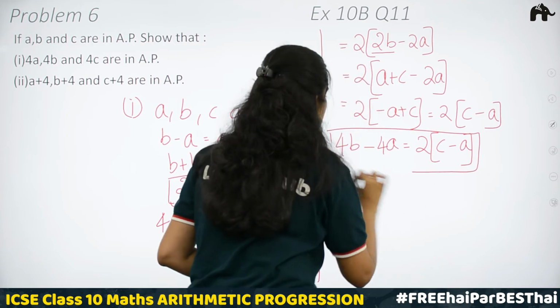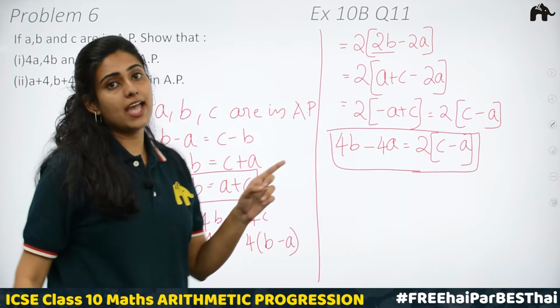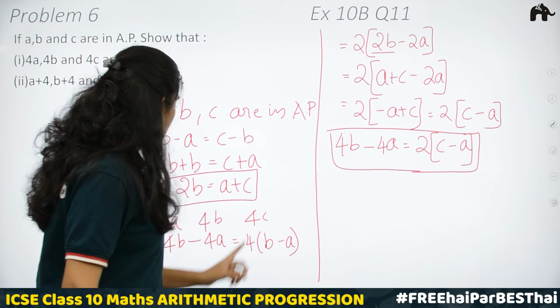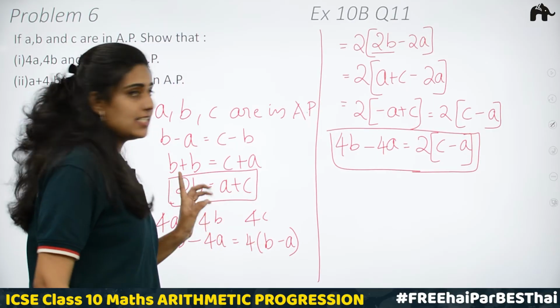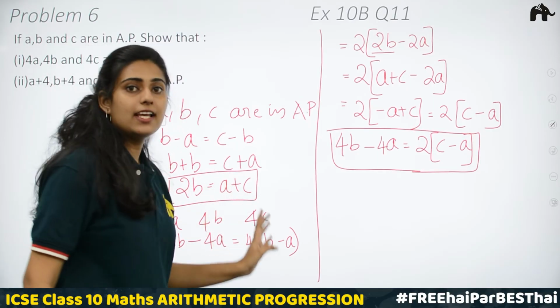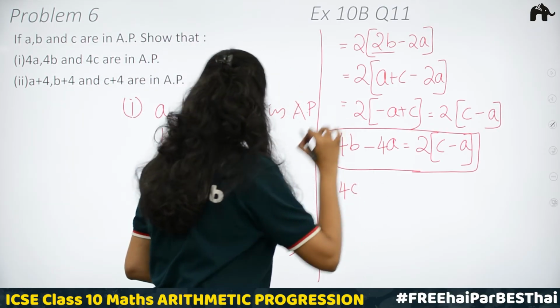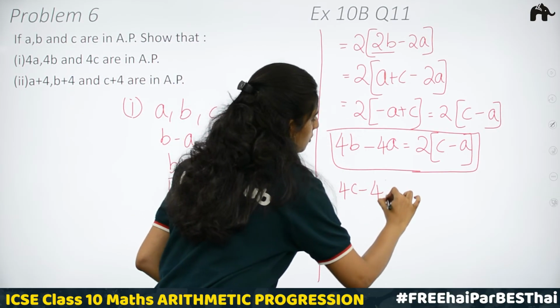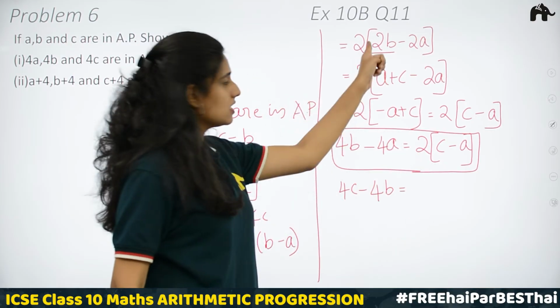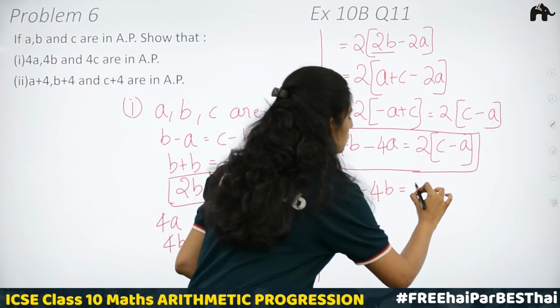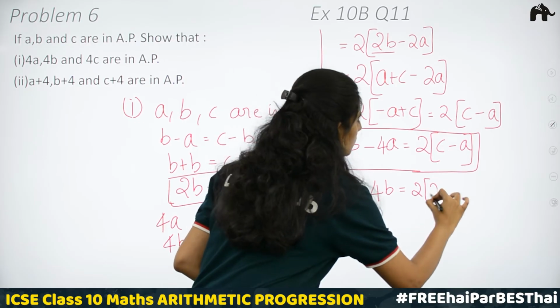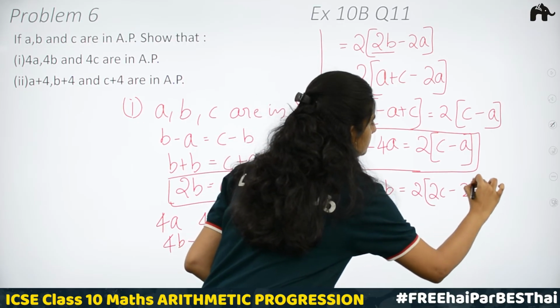Okay, this is the difference between the first term and the second term. Now we have to find the difference between the third term and second term. If they are equal, then they are in AP. Here we have third term 4C minus second term 4B. This can also be written in this form. Yes, we are taking 2 outside, then 2C minus 2B.